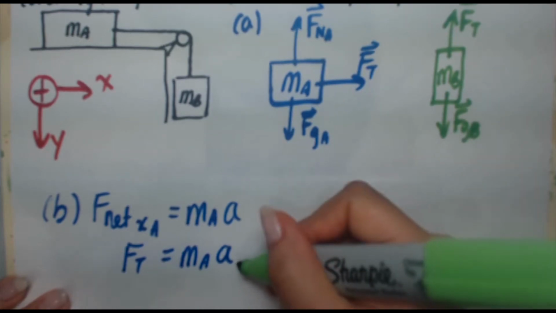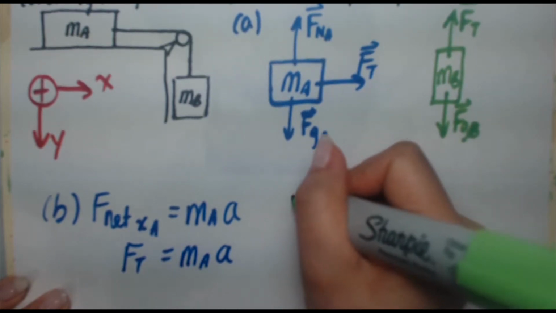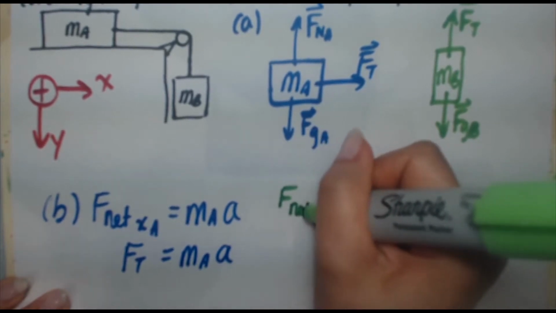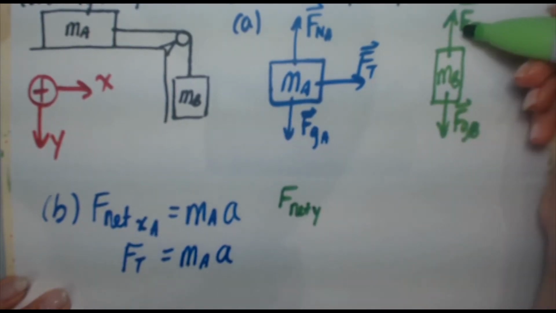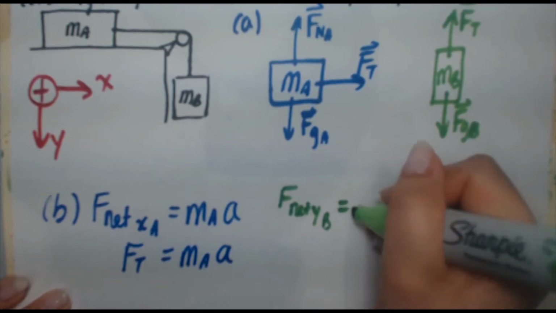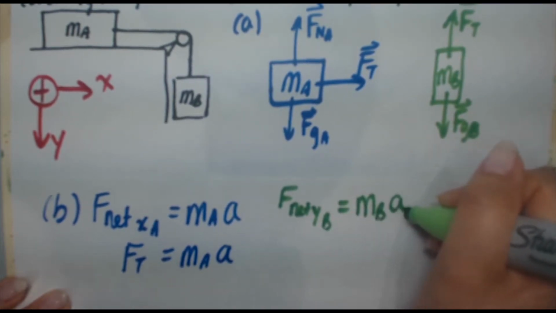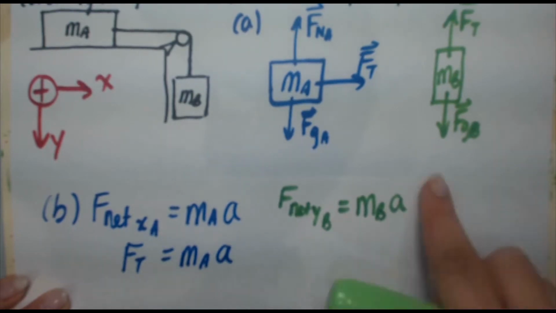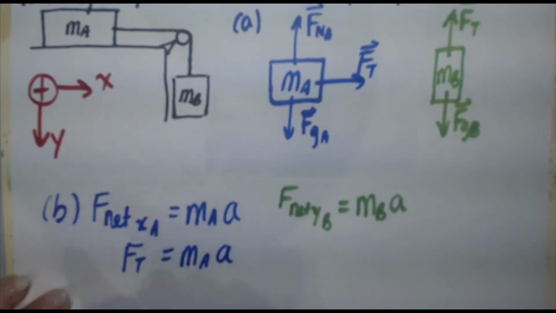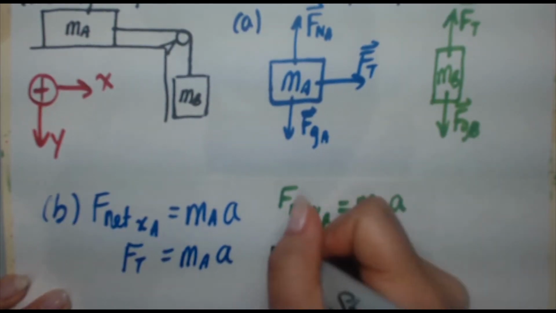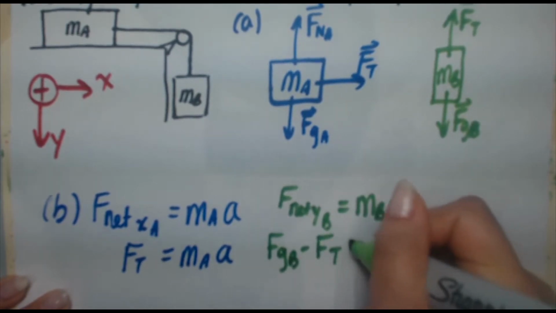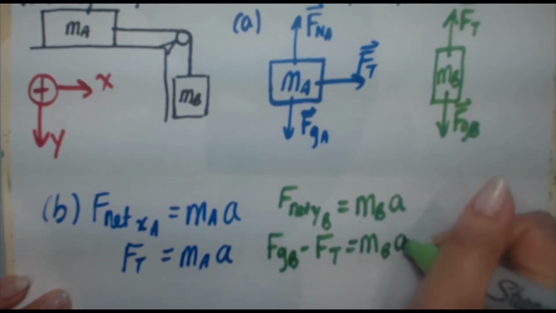Okay, so I can't go any further with this formula, so I'm now going to start with block B and start creating expressions for it. So F net y, because notice block B is only moving in the vertical direction, F net y for B is equal to mass of B times a. Now, in the y direction, we've got force of gravity minus tension. Remember, we let down be the positive y direction. So that's going to be F_GB minus F_T equals M_B times a.